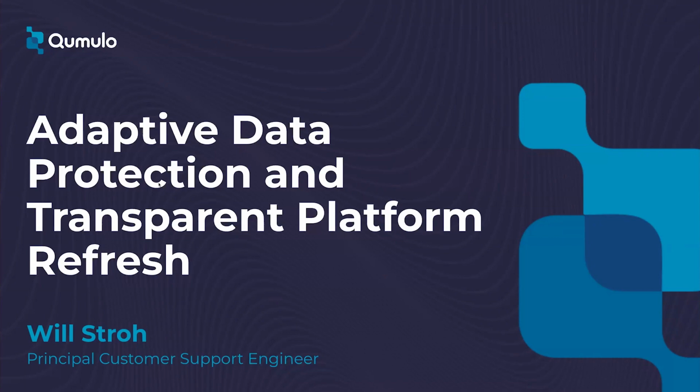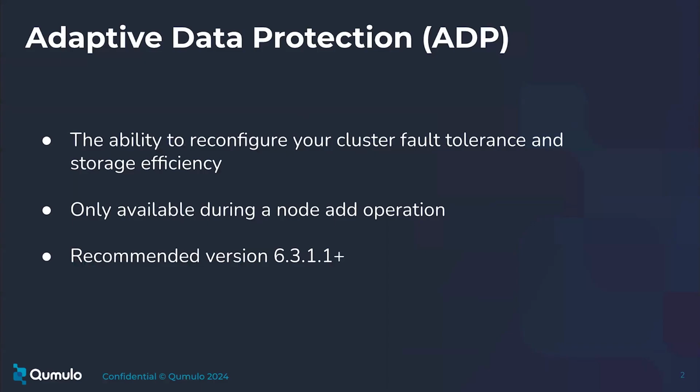We click on the right side, maybe. There we go. So what is ADP? In short, it's the ability to swap out your erasure coding. You can also change up fault tolerance if you want to. As you can see on the screen, it only takes place during a node add, and we're going to tell you which version to go with. Recommendation is going to be 6311 and above. There's a few caveats for why that's the case.